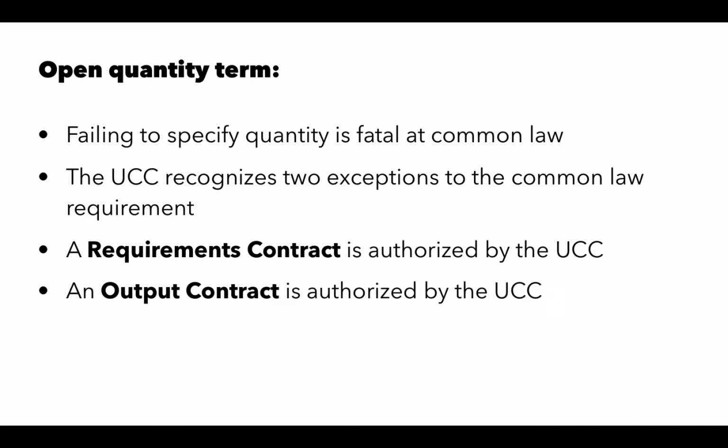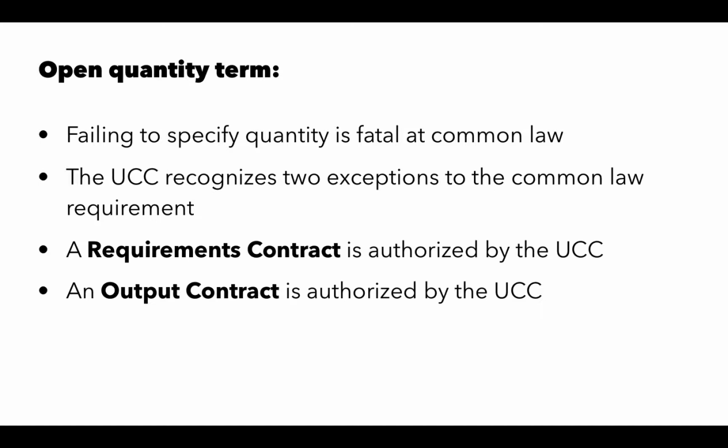The second type of contract that is authorized by the UCC is an output contract. An output contract is an agreement by which the seller agrees to sell all or up to a stated amount of what the seller produces. So an output contract is an obligation on the seller to sell everything that it produces, or up to a stated amount of what the seller produces.